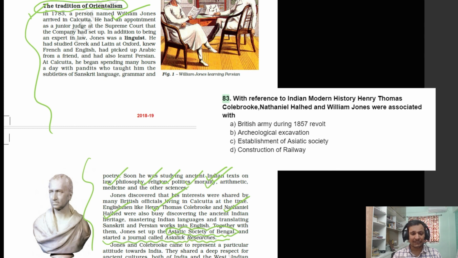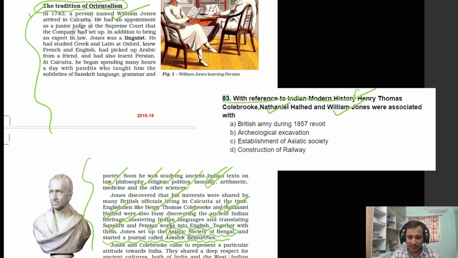Asiatic Researches. Basically, they were busy discovering the Indian heritage, mastering Indian languages, and translating the works of Sanskrit and Persian into English. So all these three names are William Jones, then Henry Thomas Colebrooke and Nathaniel Halhed.